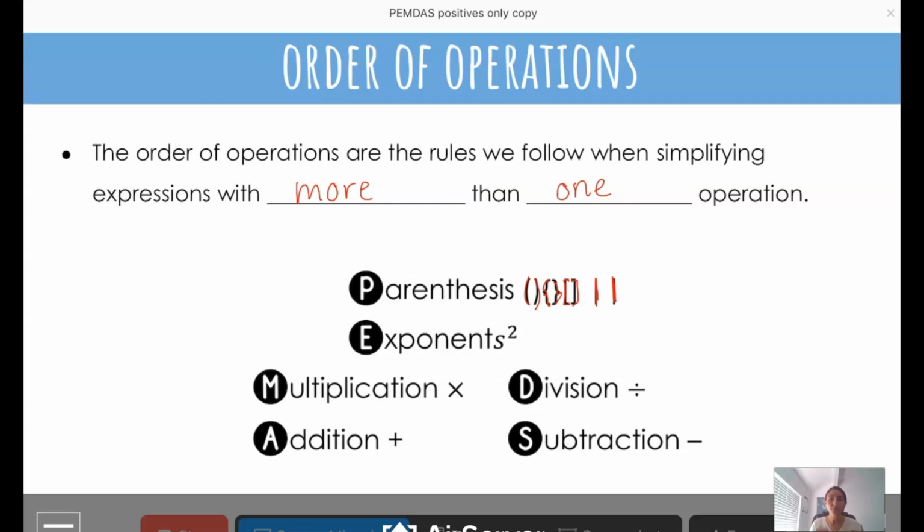Then we do multiplication and division, and those are on the same level, so they get done from left to right. They're inverse operations or opposite operations, so we're always going to do them as they appear in our expression from left to right. Then we have addition and subtraction, which are also inverse operations. So we are going to do them as they appear in the problem, left to right, just like multiplication and division.